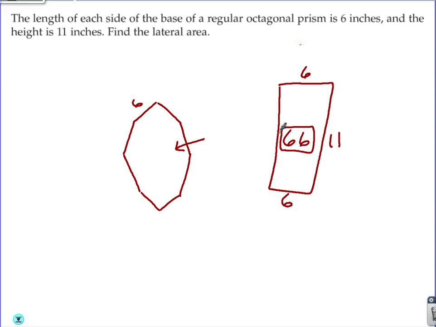So you would multiply that times 8. Yeah, times 8. Because there's 8 of those. So to find your lateral area, 66 times 8, 528 square inches. If you wanted to put tile on the side of all of those, it would take 528 tiles. 66 tiles per side.